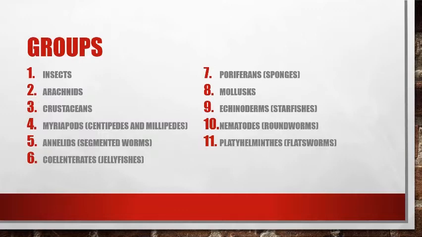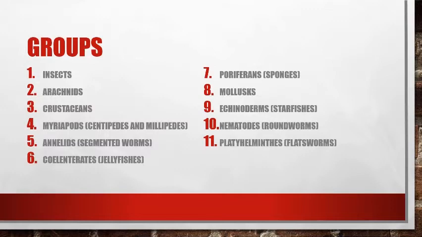The group number one that we have is insects. In this case, we have examples like mosquitoes, beetles, and grasshoppers. The group number two is arachnids. In this case, we have examples like scorpions and spiders. In group number three, we have crustaceans: the crabs and shrimps. In group number four, we have myriapods, which are the centipedes and millipedes.